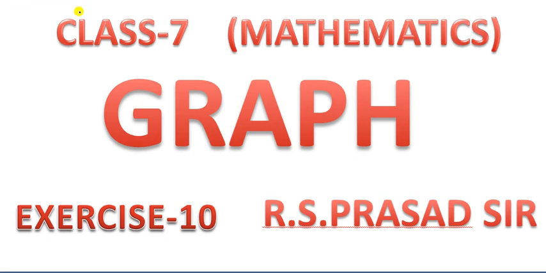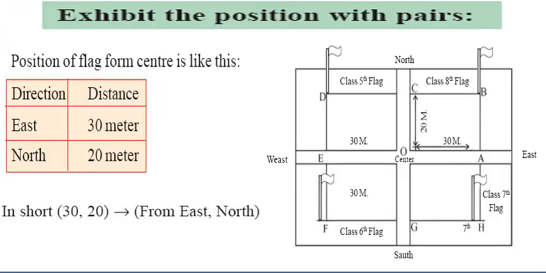So let us start. That one is your graph. So what will happen in your graph? See here. That exhibits the position with pairs. Always we are using pairs of numbers, looking like the position of flags. You have seen here the class 5th flag, and here is the class 8th flag, and here is the class 7th flag, and here is the class 5th and 6th flag. So how can we say the position of these? You can see the distance and the position of these.